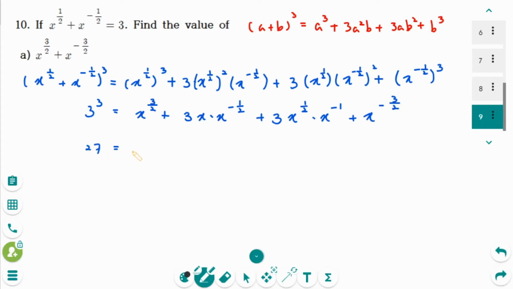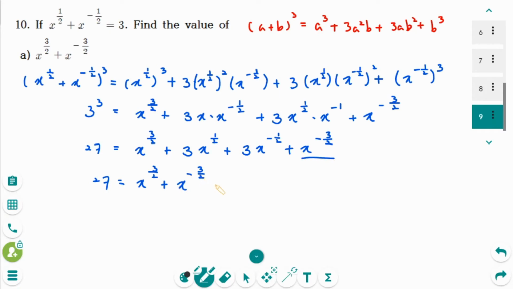Then 27 equals x^(3/2) plus 3 times x^(1/2) plus 3 times x^(-1/2) plus x^(-3/2). Then 27 equals x^(3/2) plus this one, x^(-3/2), plus, with two terms, common factor is 3. So x^(1/2) plus x^(-1/2). So 27 equals, this is the question.